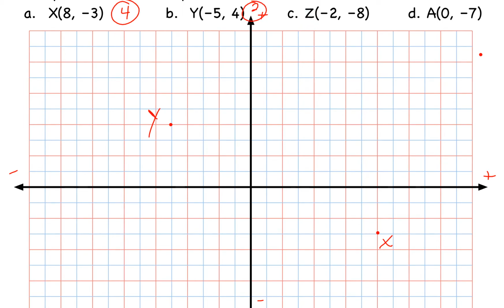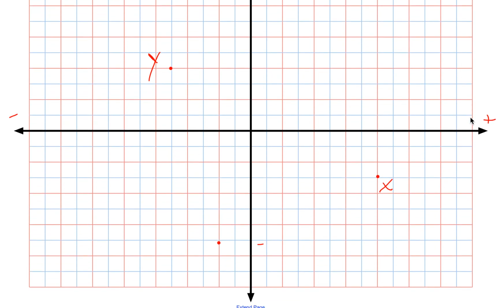Point Z. That one says go 2 in a negative X direction. A negative X direction is left, so I go 1, 2. And then the Y direction, it says go negative 8, so that's down. So I go 1, 2, 3, 4, 5, 6, 7, 8. So right down here, oh boy, that's going to be almost off my screen. I have to scroll a little bit here for you. Hang in there with me.